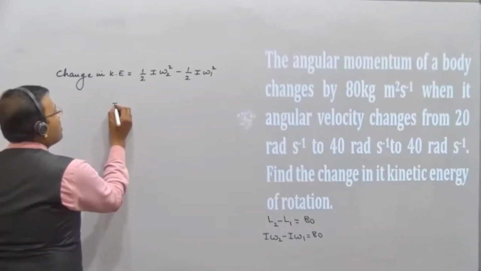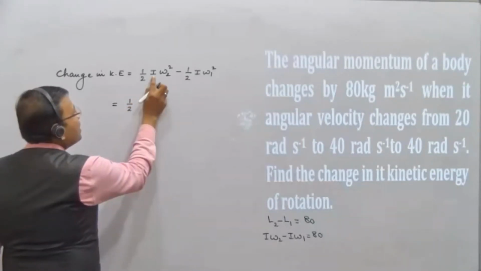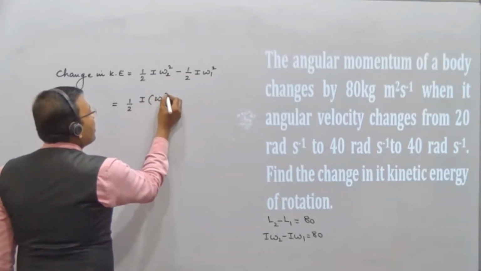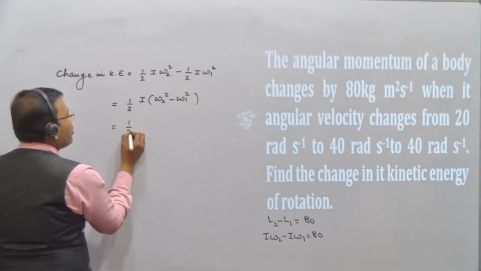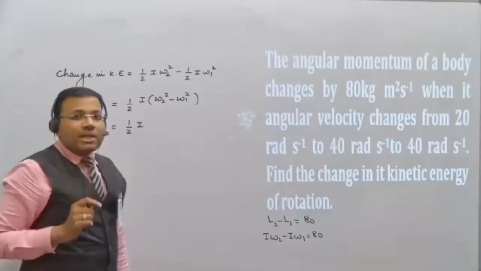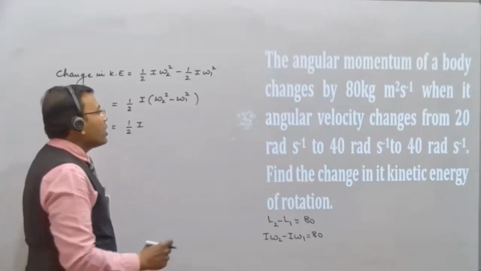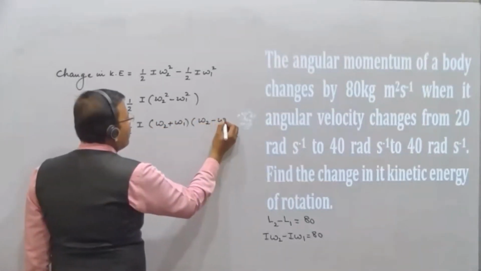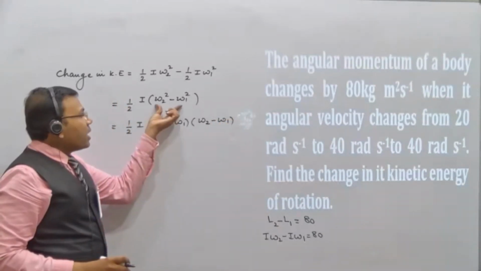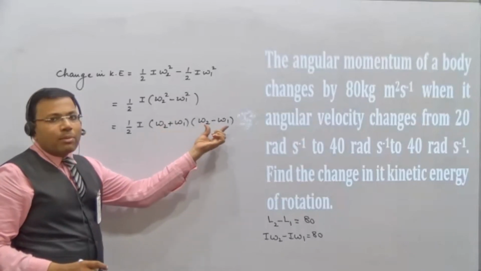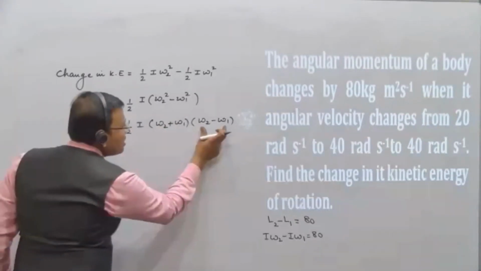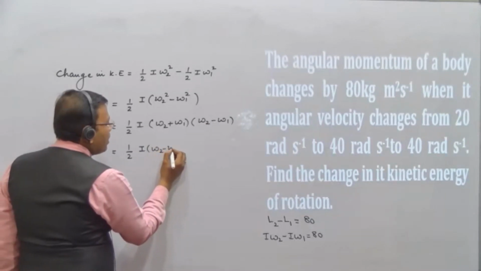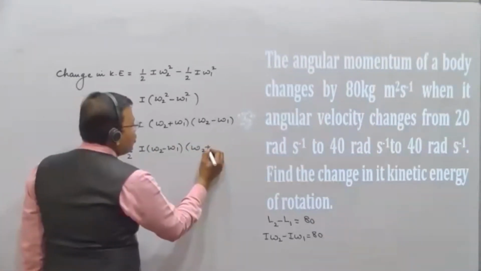Now, we take 1 by 2, and take I common. So we get omega 2 square minus omega 1 square. This is something like a square minus b square, so we can write a plus b into a minus b. So here it is omega 2 plus omega 1 into omega 2 minus omega 1. I hope you have understood. I am writing this term first, omega 2 minus omega 1, then the next term, omega 2 plus omega 1, just for the arrangement and your understanding.